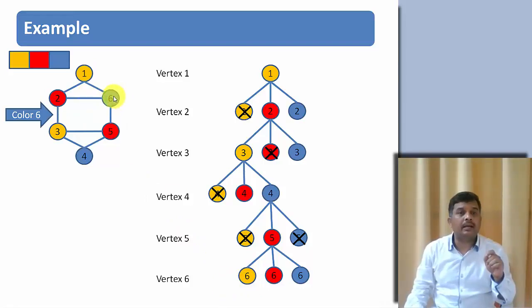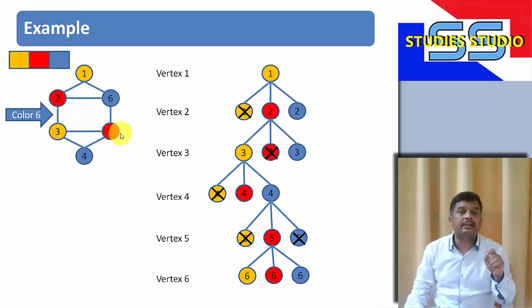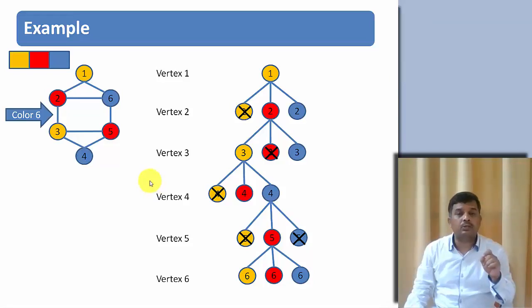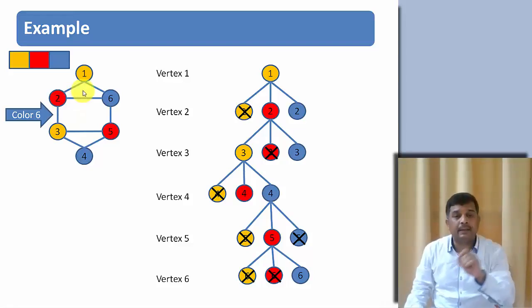Can I mark it as red? No, because node 2 and node 5 are already marked as red and they are adjacent. So red also I cannot mark. So that's why node 6 is marked as blue. And you can see here the objective is met. All the vertices are colored and no two adjacent vertices have the same color.